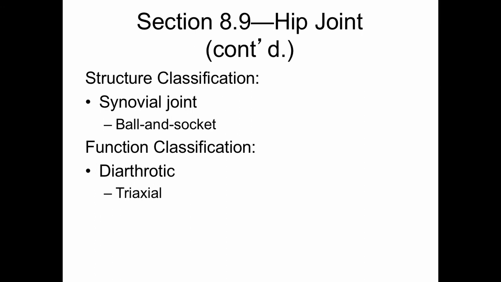The hip joint is a synovial joint of the subtype ball and socket with a diarthrotic function of the subtype triaxial. The socket of the hip joint is very deep and provides excellent stability. It compares to the shallower glenoid fossa of the shoulder joint by being much deeper and provides for better stability but less mobility than the shoulder joint.